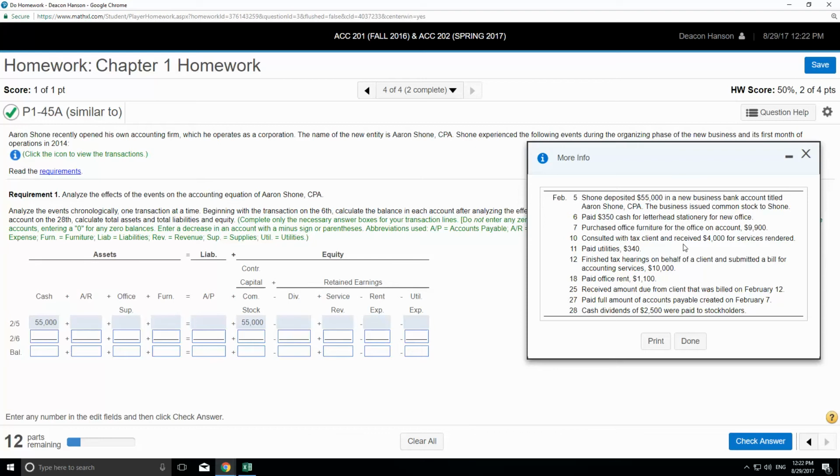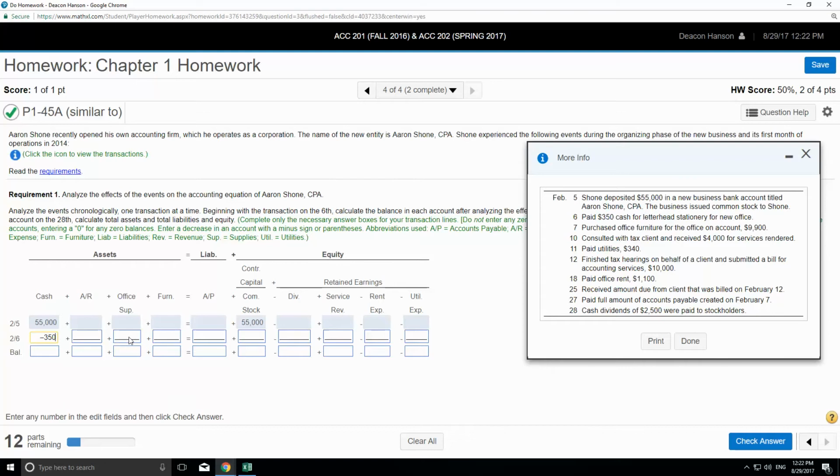Okay, it says February 6th, we paid $350 cash for letterhead stationery for a new office. So, as soon as you see the word paid, what are you thinking? Yeah, cash is going to go down, so you're going to have $350 decrease to cash, okay? And then on the other side of it, it says they're buying letterhead stationery for the new office. So they're actually buying a supply. This is not a supply cabinet, but they're buying stationery.